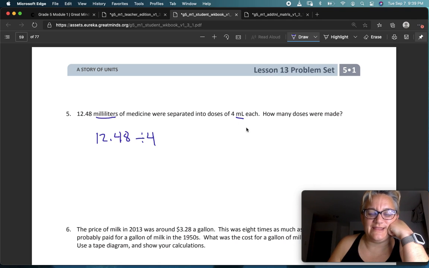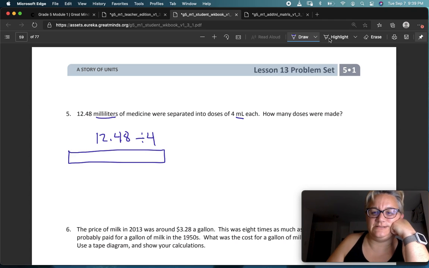So we're going to divide that into 4. So what they did is they divided this, and I'm going to use a beautiful little tape diagram here. 12 and 48, and they broke it into 4 pieces, right, of 4 milliliters each. So how many, oh, that's not right.